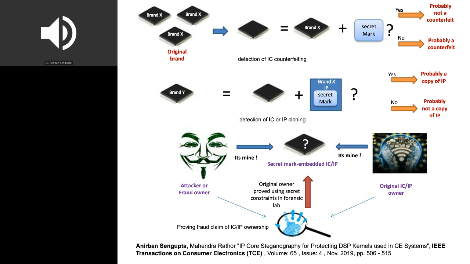And if we don't find the secret mark, then we could probably believe that it's a counterfeited version of the IC. While for detecting IP or IC cloning, we have a brand Y, and in the brand Y, if we do find the secret mark or stego mark of brand X, then we know that it's probably a copy, else it's not. And in the context of nullifying the fraudulent claim of ownership, through the process of forensic analysis, we could find out the presence of a stego mark in the design. If the original stego mark of the actual owner is present in the design, then the conflict resolution in the IP ownership will be proven.